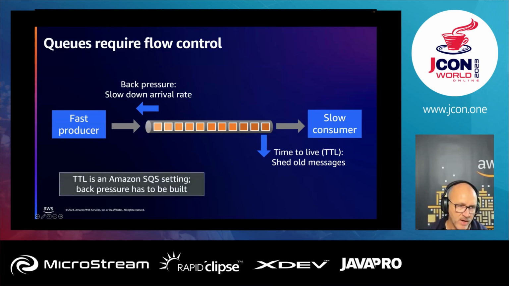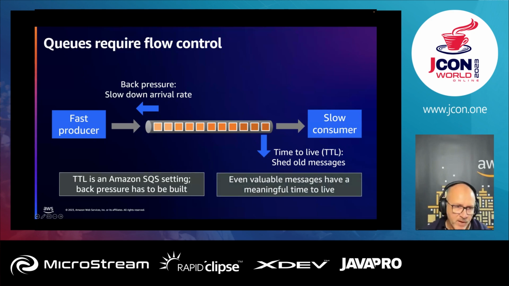So for Amazon SQS, time to live is something that comes implicit, but back pressure has to be built. For a system like Apache ActiveMQ, you can also use some automation here, like producer flow control that instructs the fast producer to slow down, but then you only shift the problem to the producer code. You still have to deal with that information somehow and make sure that you don't process your messages so fast.